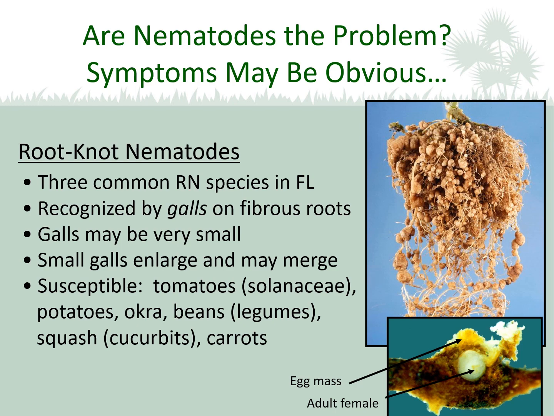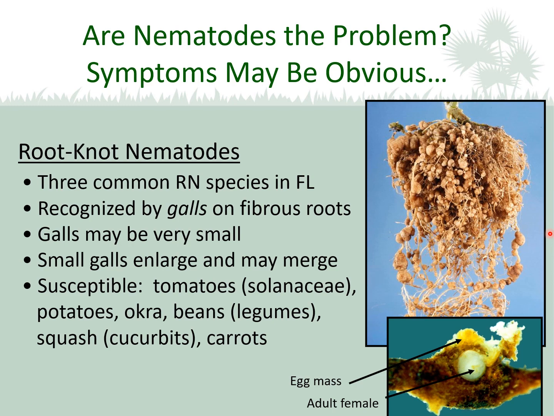So you see a problem, is it nematodes or something else? Some symptoms may be obvious. Considering root knot nematodes, there are 3 common root knot species in Florida, and they are recognized by galls on fibrous roots. The galls can be very small, but they may enlarge, they may merge together and enlarge.